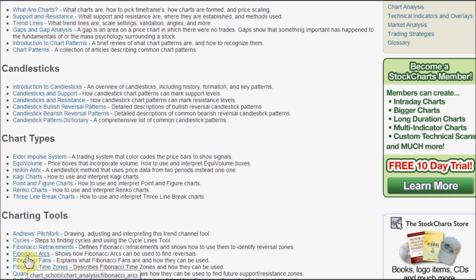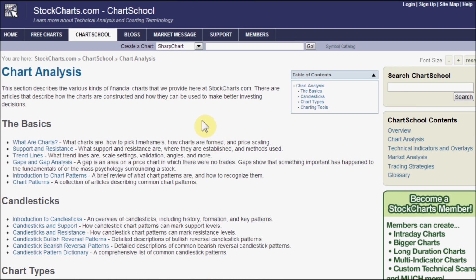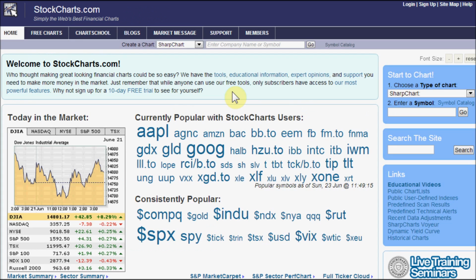Okay. So basically, we will be discussing the basics. This series of lessons is designed for novice traders who are just beginning their study of technical analysis. Technical analysis works, and it will help you to become a more successful trader. And that's what our goal here is, to help you learn how to use technical analysis to become a more successful trader.